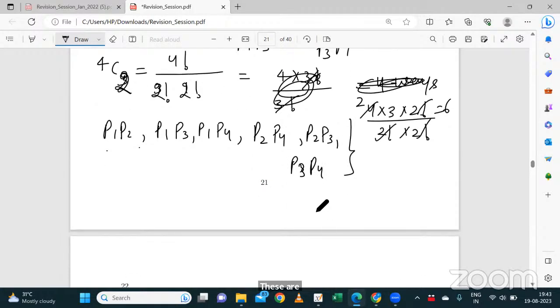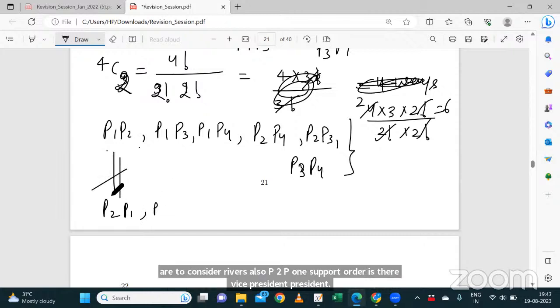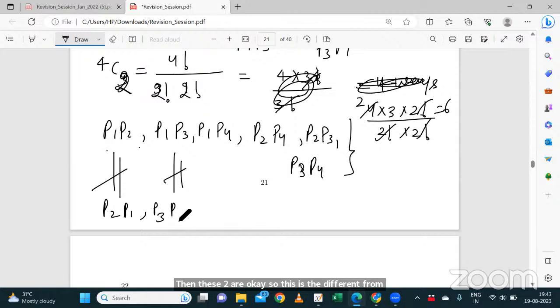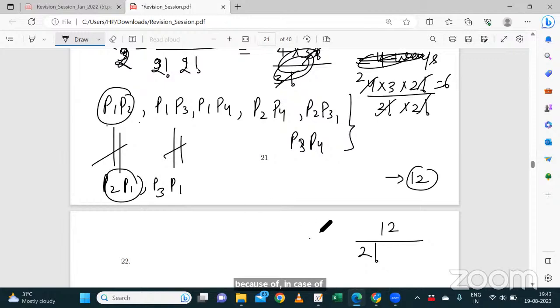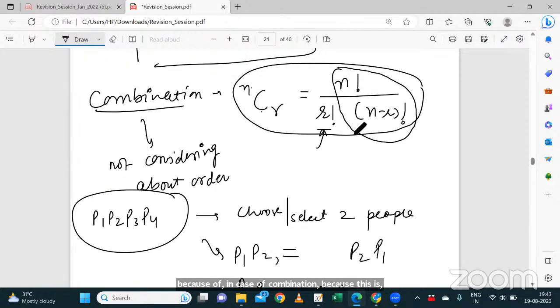Yes or no? In the case of permutation, we have to consider the reverse also: P2, P1. Suppose order is there, vice president, president. Then this is different from this one, right? This is not the same. Same for P3, P1. So we'll have a total of 12 ways, right? And we are dividing by 2 factorial in the case of combination because these are the same in combination, right? Are you getting it? That's why in the combination formula, r factorial is there. Is it clear to everyone?